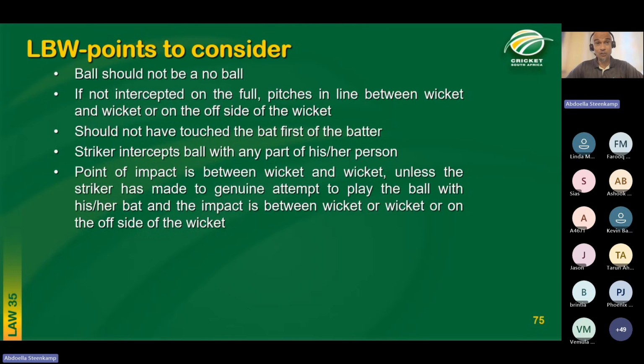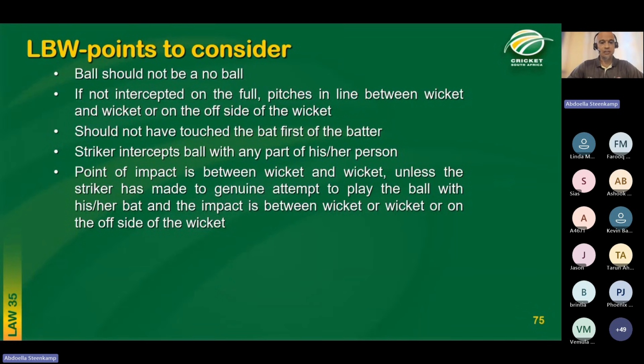When it comes to the point of impact, yes, the law is also specific. The law wants point of impact to be between wicket and wicket, non-negotiable. But there's one but, and we'll get to it now. Point of impact should always be between wicket and wicket. There's one but where the law allows the impact not to be between wicket and wicket, and that is if the striker did not make a genuine attempt to play at the ball.